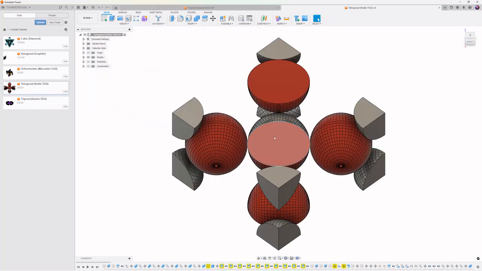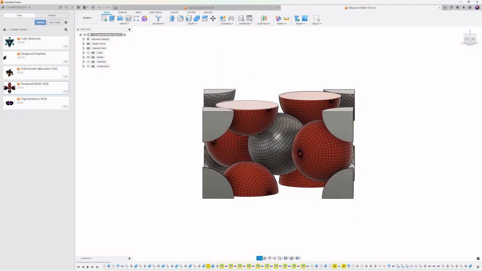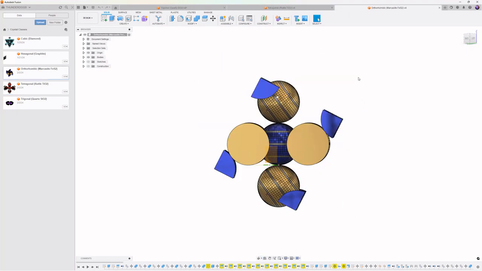For the tetragonal family, I have rutile, titanium dioxide. Notice how two sides are equal, but the third is not. For orthorhombic, I have marcasite, iron disulfide. Notice how all side lengths differ. And the sulfur doesn't make an ideal tetrahedron or a triangle, but it does make face-to-face contact.